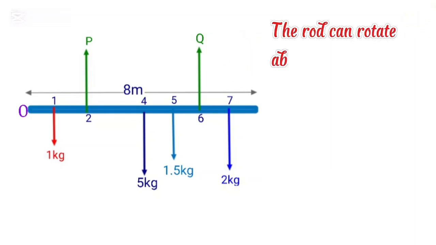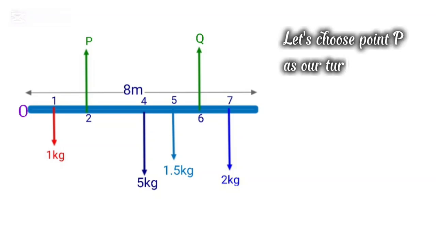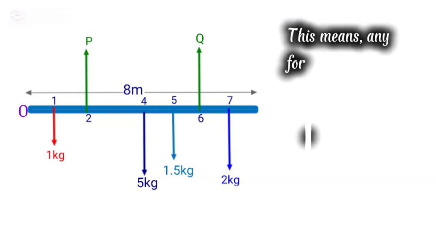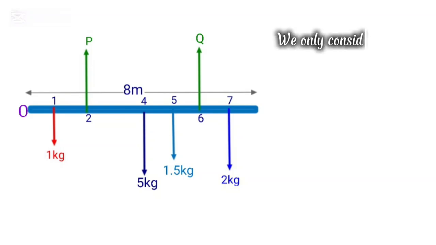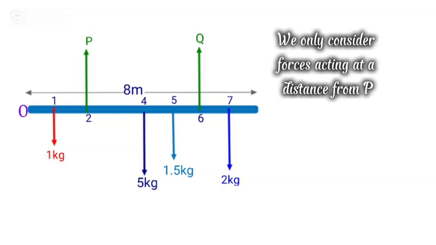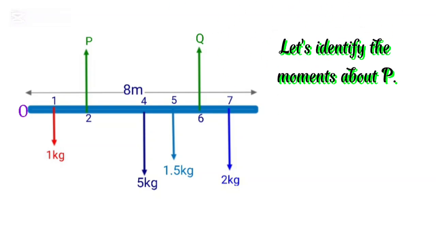Choosing a turning point. The rod can rotate about either P or Q. Let's choose point P as our turning point. This means any force acting at P has 0 moment. We only consider forces acting at a distance from P. Let's identify the moments about P.